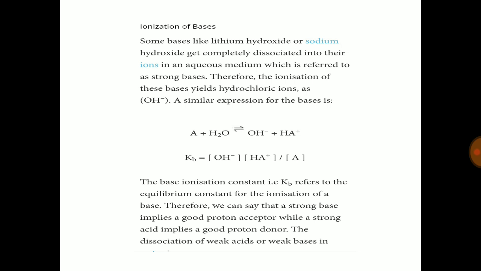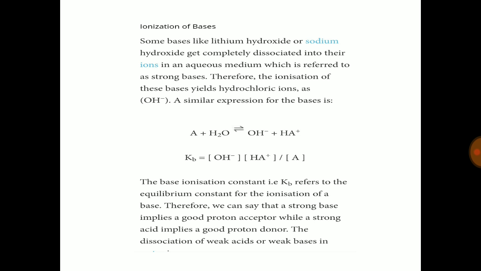Here we have a base plus water gives hydroxide plus the conjugate acid. So the ionization constant for this is written in terms of the concentration of these products. This is the base ionization constant, that is Kb, which refers to the equilibrium constant for the ionization of a base.